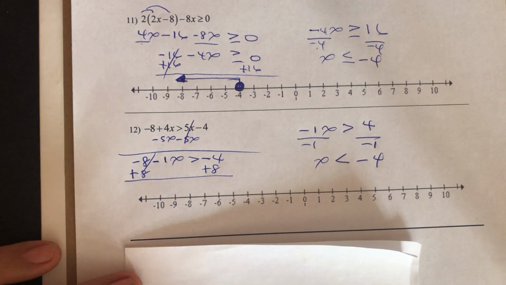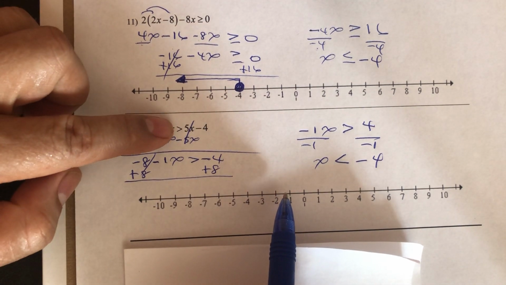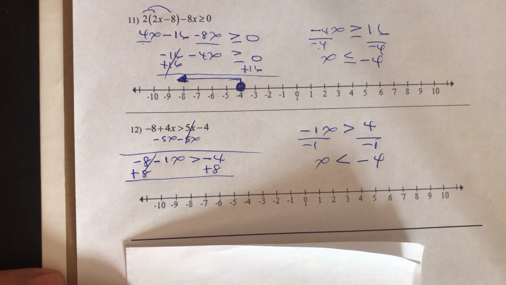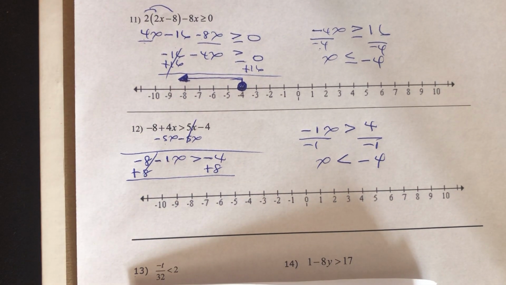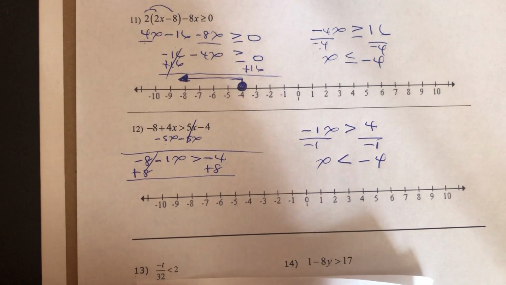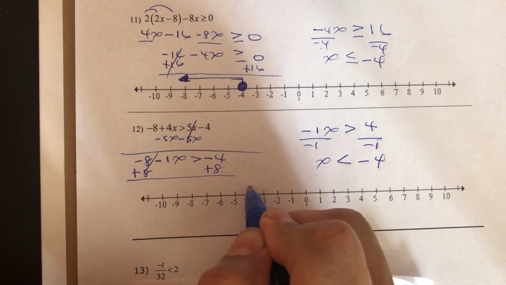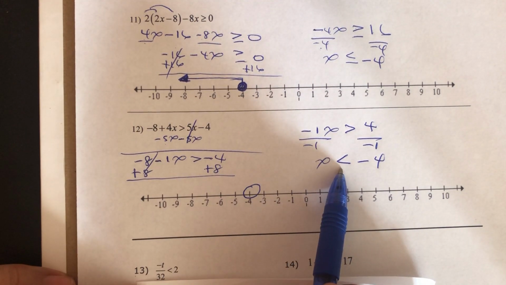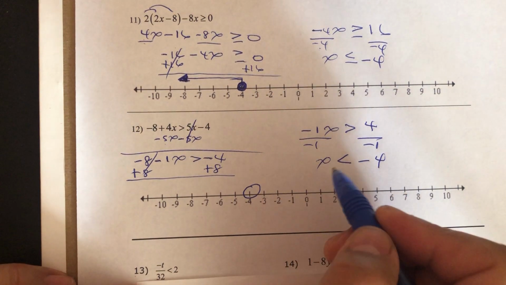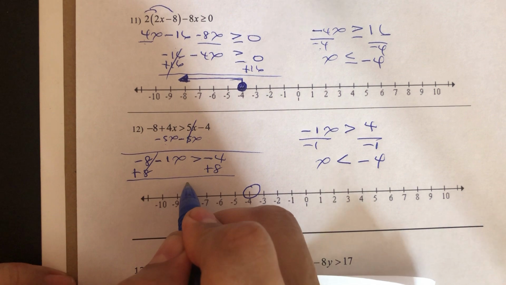Okay? So be careful, because not all the time is the original symbol going to remain the same. It all depends on what happened during the process, all right? So you can see in the last two, the number changes. So what is negative 4? Right here, and it's open because it doesn't have the equal sign, and which direction is it going? To the left.